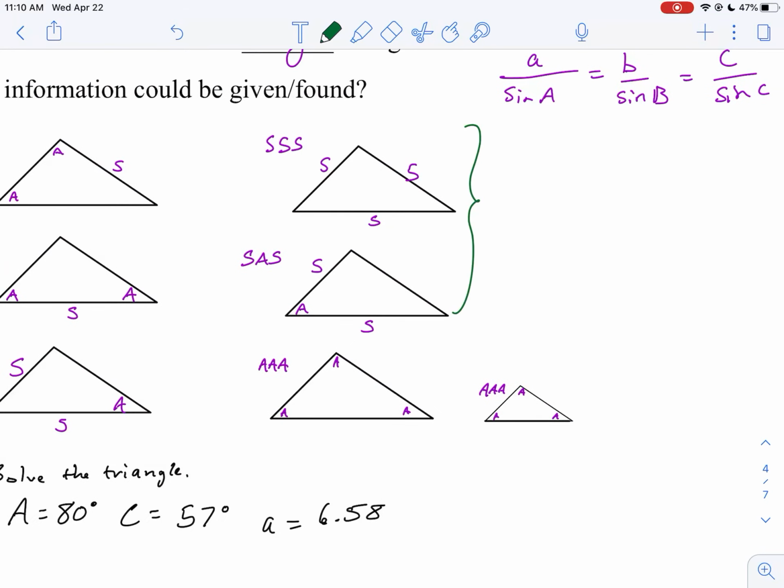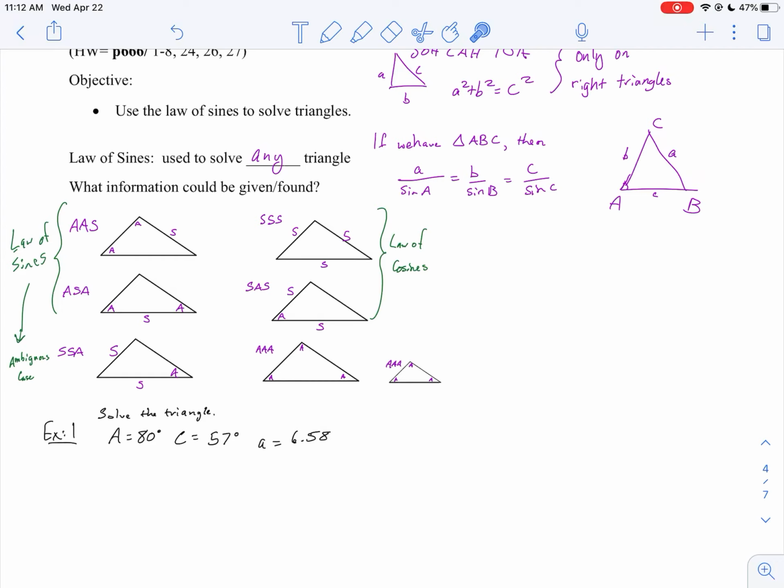These two cases, side, side, side and side, angle, side, we're going to learn in the next section. That's going to be law of cosines. And something that's interesting with angle, angle, angle is that it's not very useful. It just tells us that two triangles are similar. You see these two triangles have the same angles. Even though I'm not telling you what they are, you could see this angle here is the same as this angle here. But the triangles are definitely two different sizes. If I had another triangle that had a side, an angle, and a side, it would definitely be this triangle.